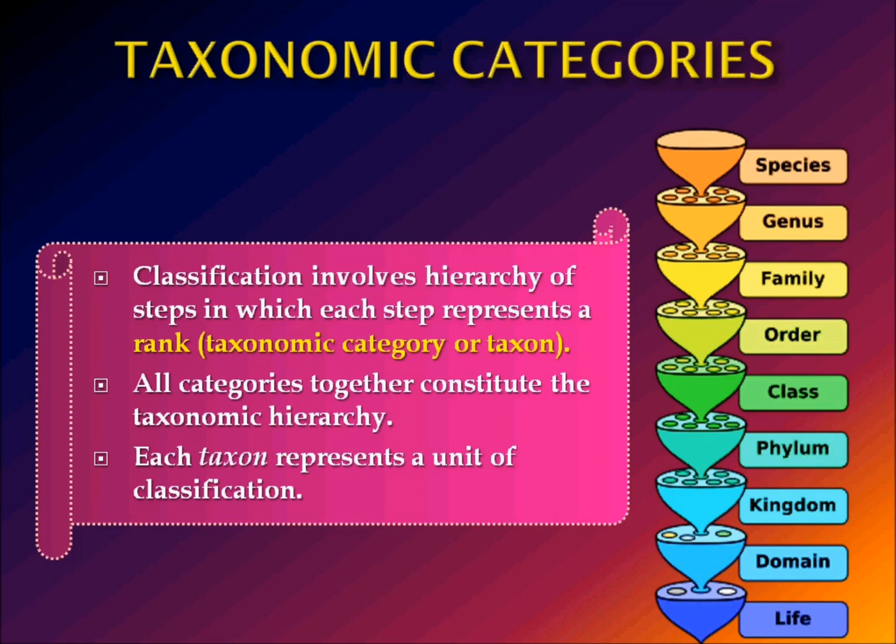Now let us understand that this classification involves a hierarchy of steps in which each step represents a rank or a taxonomic category or a taxon. Remember that species is also a taxon, genus is also a taxon, but they are different taxonomic categories. So each taxonomic category is known as a taxon. Taxon is the general term we use for taxonomic category. All the categories together constitute the taxonomic hierarchy, and each taxon represents the unit of classification.